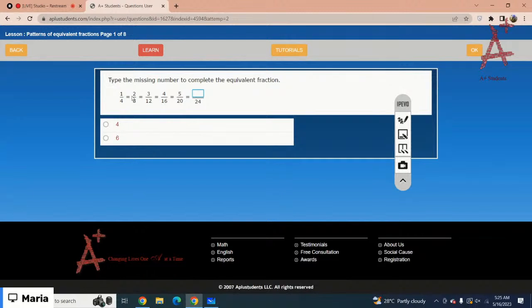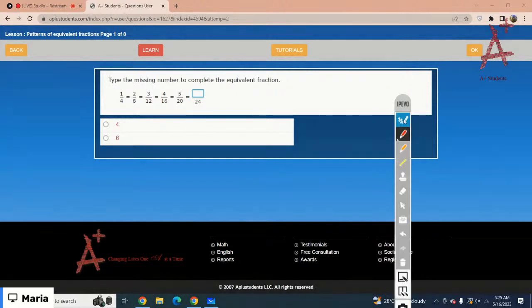1 times 2 makes 2. That means for this one, you multiplied it by 2. For this one, you multiplied the fraction by 2. For this one, you multiplied by 3. Then for this one by 4. Then for this one by 5. That means the next one would be by 6. So 6 times 1 is 6. So the correct option is 6. Got it?